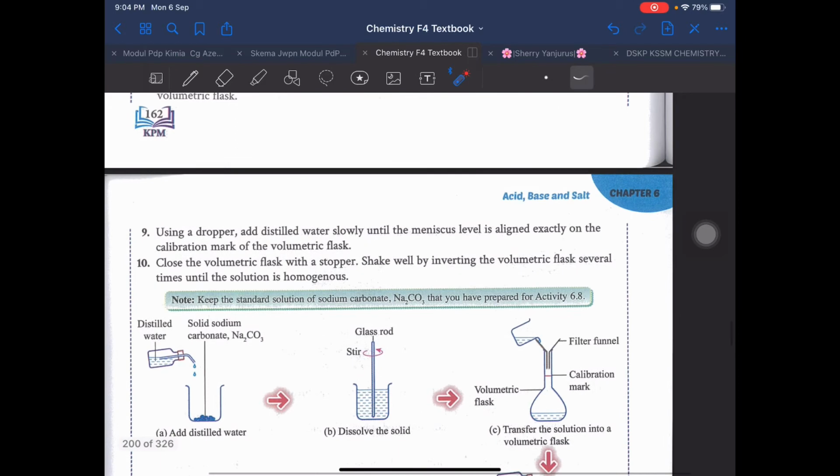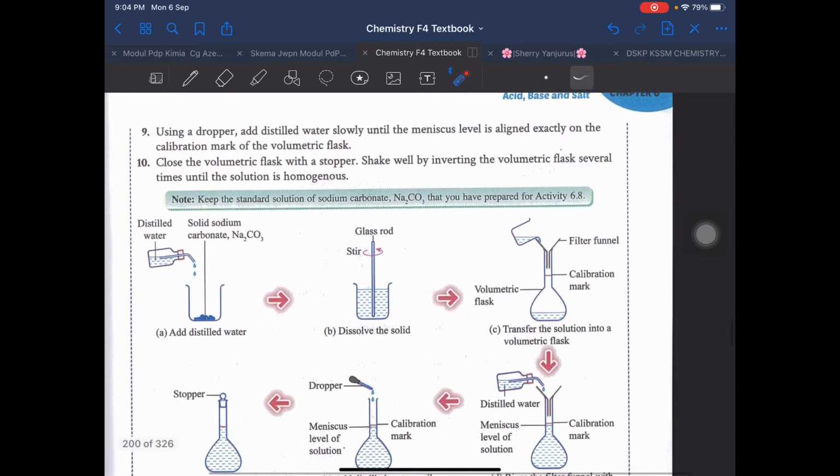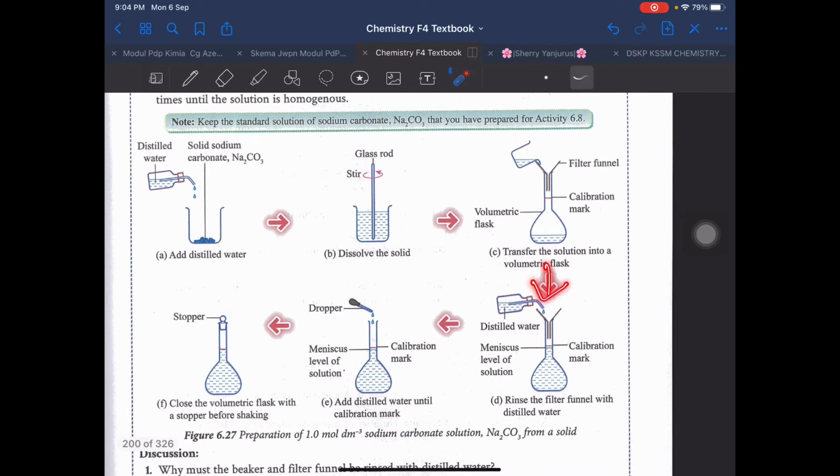Why use a filter funnel? Supaya tidak tumpah lah bahkan. Okay, tuang ke dalam. Okay, step number 6. Rinse the beaker with distilled water. Make sure all the remaining solution is transferred into the volumetric flask. That's what you do next.